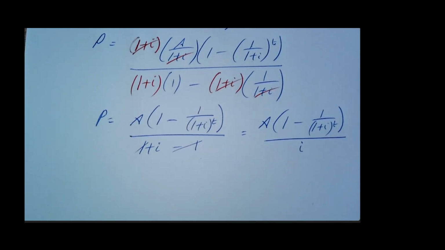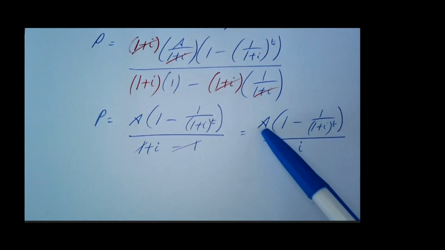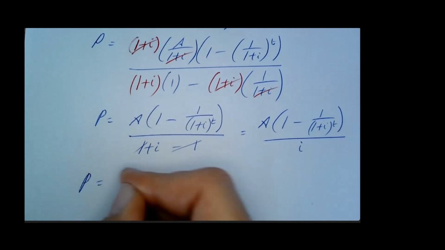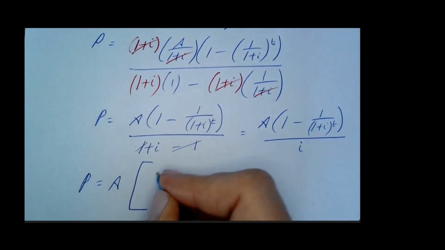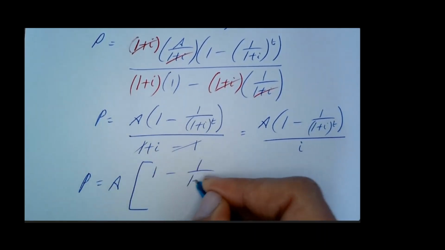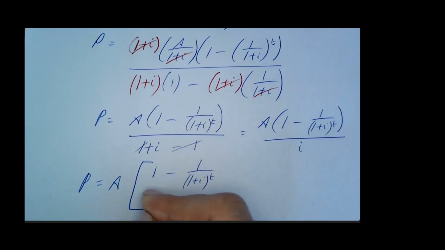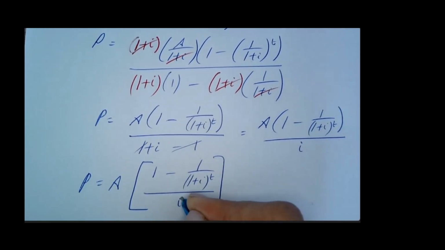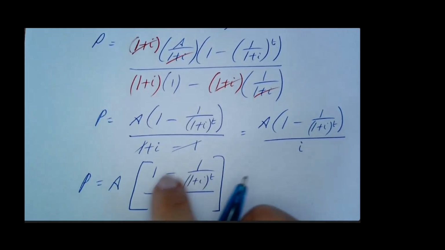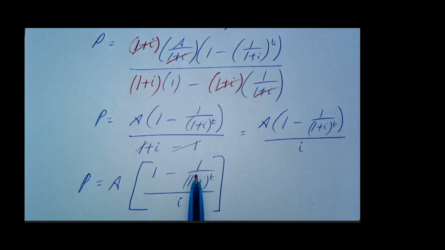Okay, so now what I'm going to do, I'm going to pull this a out so I can see just what I'm left with here. I've got a 1 minus 1 over 1 plus I to the power of t all over I, okay? Right, so I want to just tidy this up now, okay? So the first thing I'm going to do is I'm going to get rid of this denominator here now, okay? I've got a 1 plus I all to the power of t.